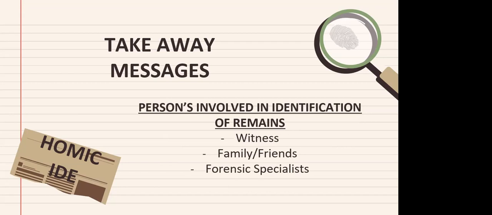Okay po. Now we have persons involved in identification of remains. We have the witness, the family or friends, and the forensic specialist. Next po.